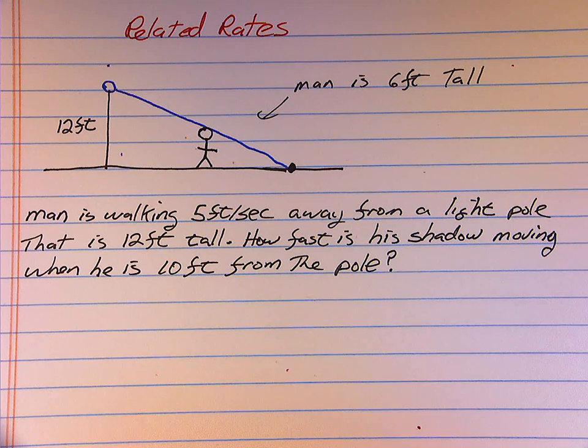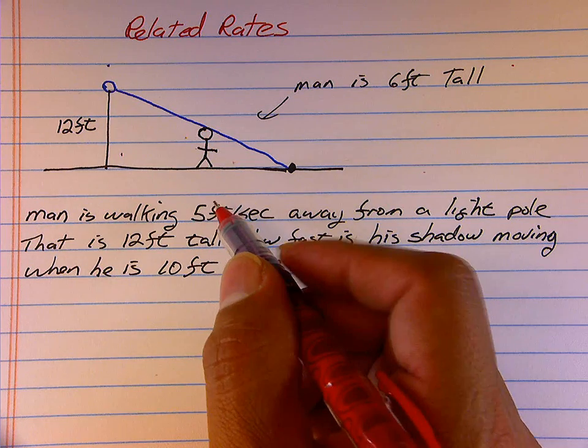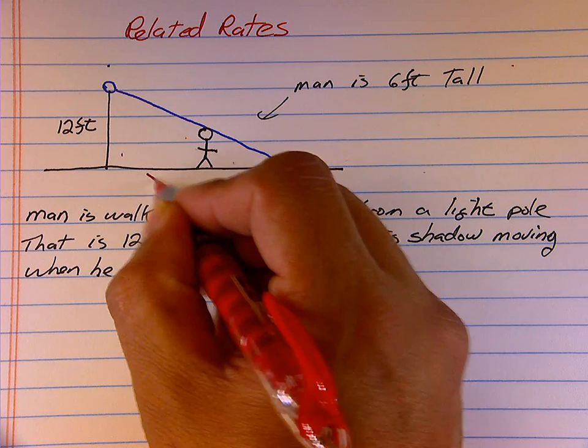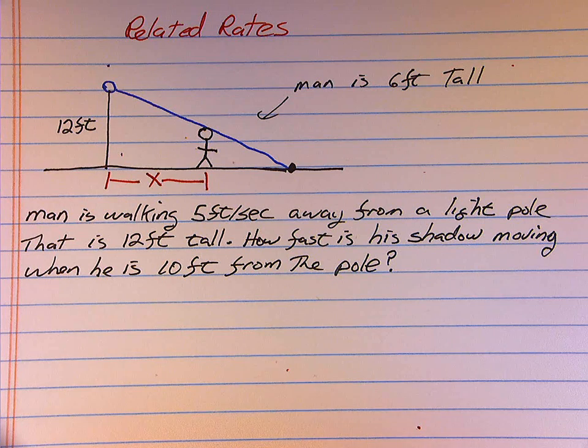I'm going to let the first variable be the distance the man is from the light pole. That's changing because he's walking. So I will label that with an X. Though the question is, how fast is his shadow moving when he is 10 feet away from the pole? Well, if he stops moving at 10 feet, then his shadow's not moving at all. So he's just crossing through that 10-foot barrier, but he's clearly walking. Everyone okay with that?